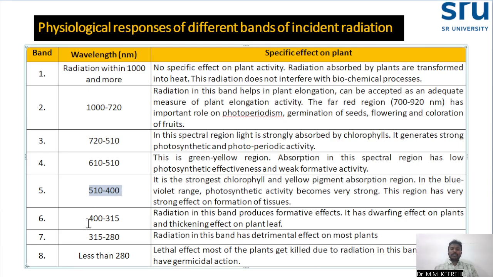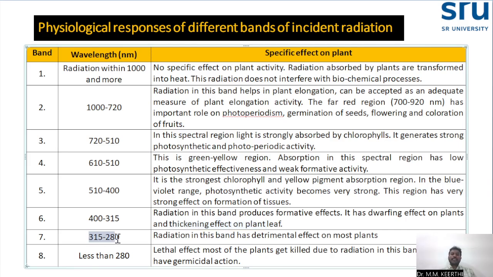Next, the sixth one is the wavelength between 400 to 315 nanometer. This produces a formative effect, particularly a negative one. When the plant is exposed to 400 to 315 nanometer, it will create a dwarfing effect on the plants and the plant leaf becomes thickened. So the thickening effect will occur and the dwarfing effect will be greater.